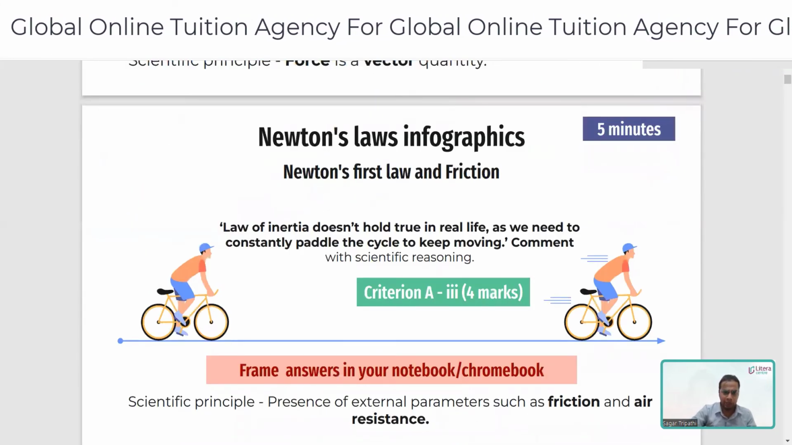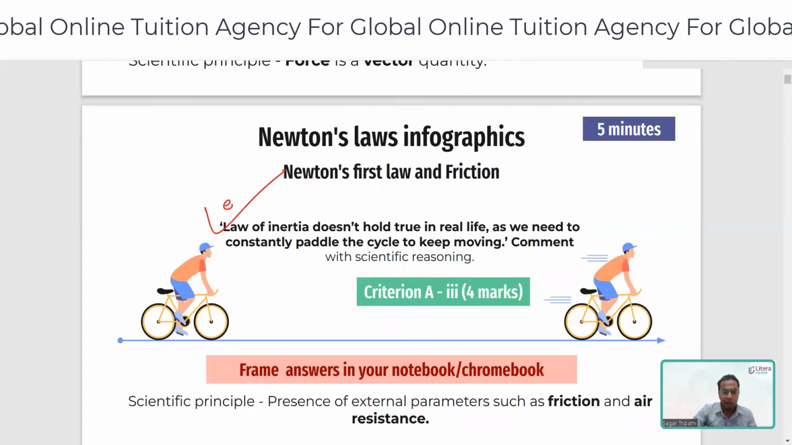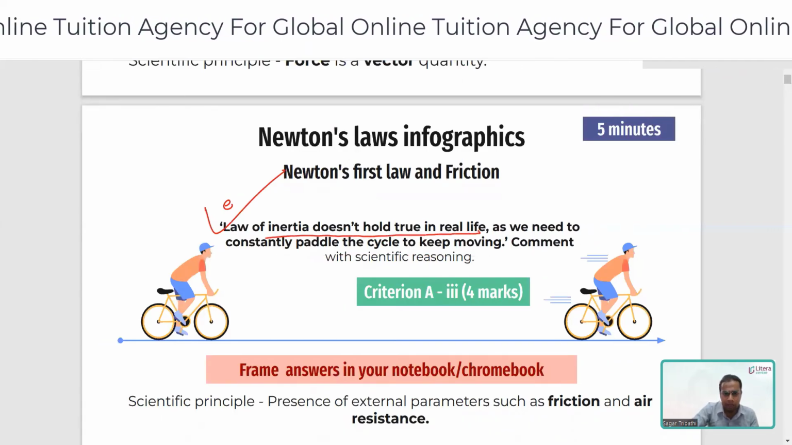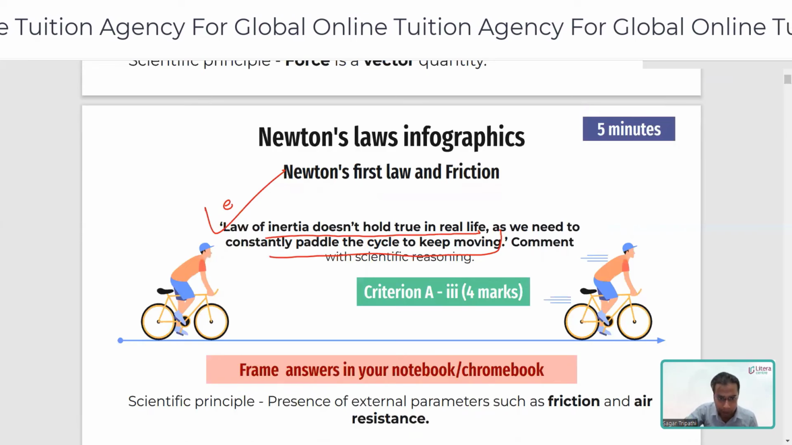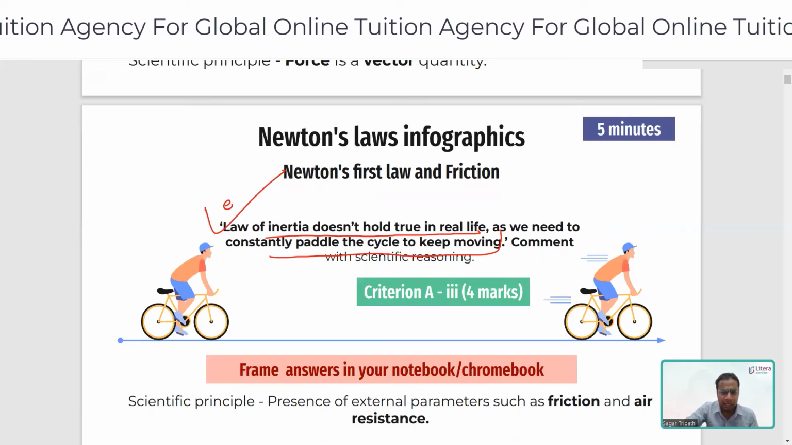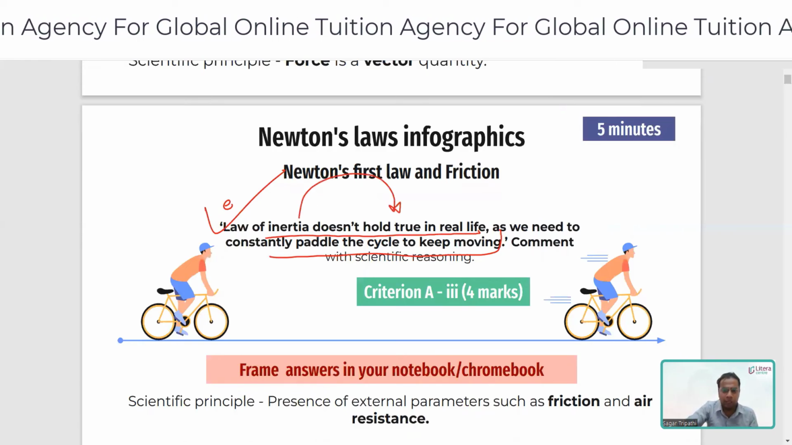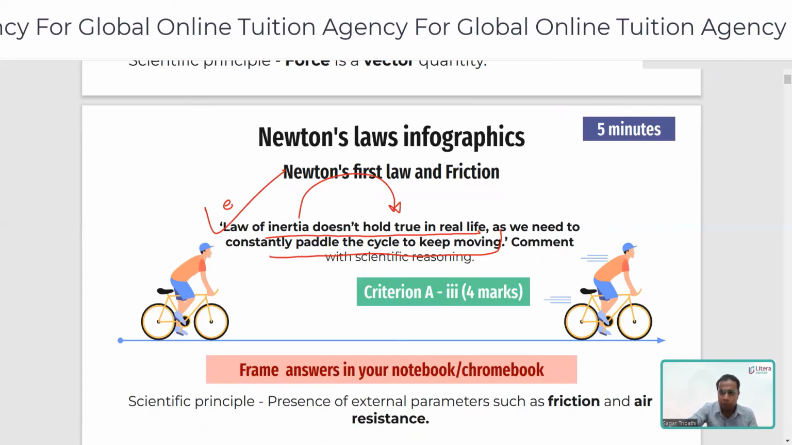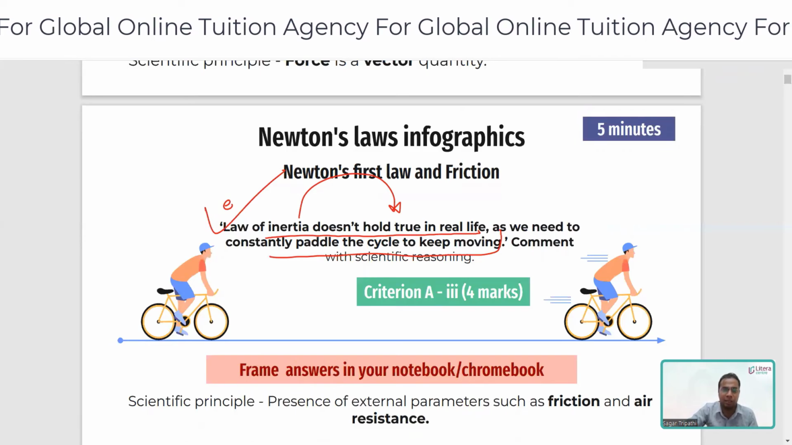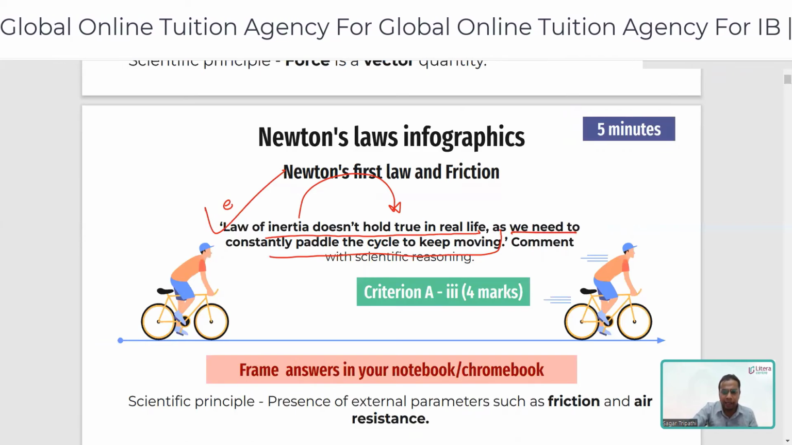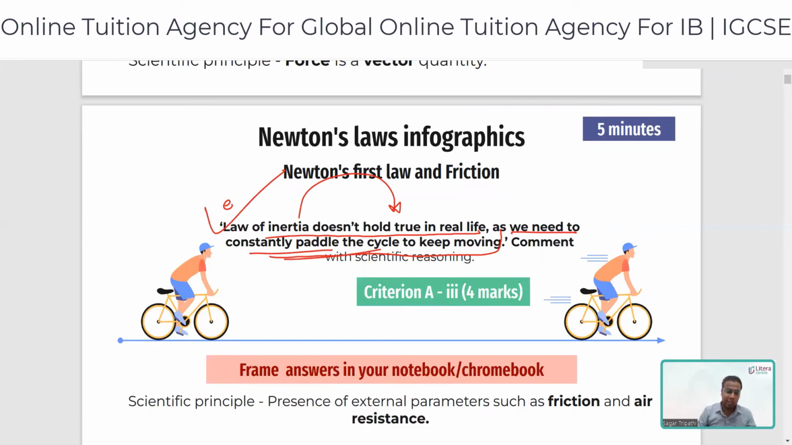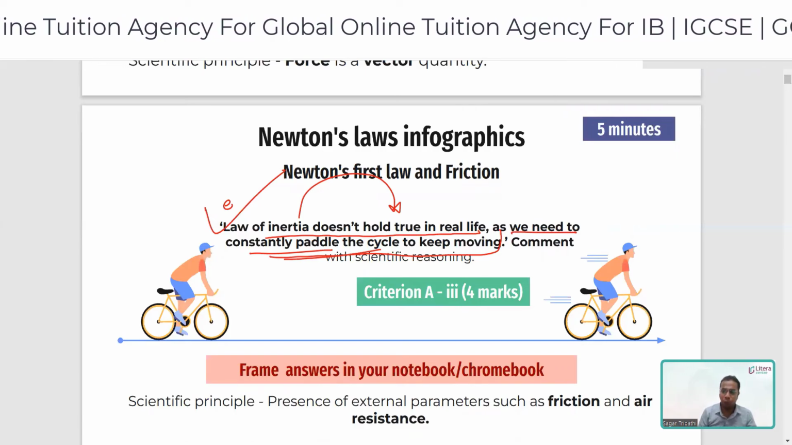Now, an interesting question, connecting it with real life. Law of inertia does not hold true in real life as we need to constantly pedal the cycle. So first understand the question properly. Here it says the law of inertia does not hold true in real life. Okay, the law of inertia we know: if an object is moving, it will keep moving. If it is stationary, it will remain stationary. And we also know we constantly need to pedal the cycle to keep moving.